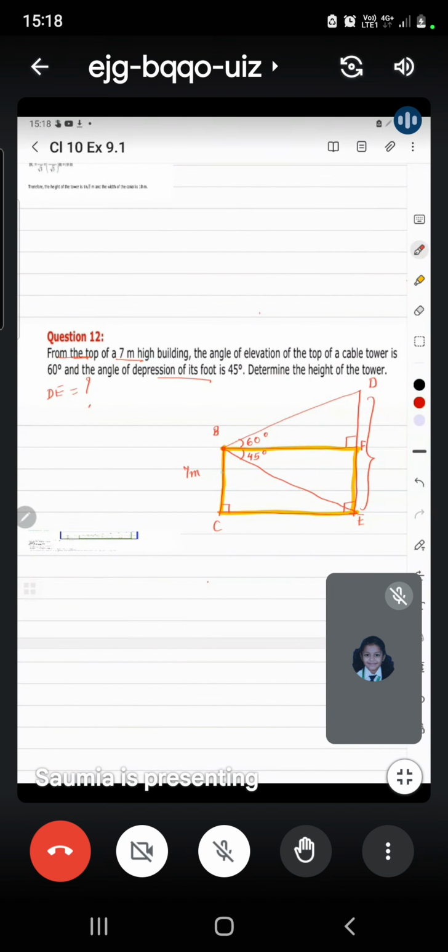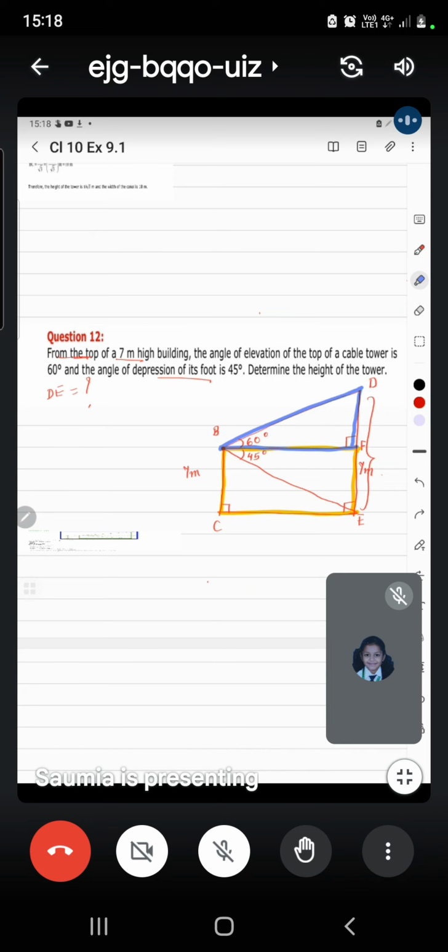Now, if I have a rectangle and BC is 7, what will EF be? EF will also be 7. Now, how will I find out my DE? How will I find out my DF? If I want to find out my DF, I know I'm going to use this right angle triangle. But in this right angle triangle, I only know the angle. I don't know any side. So I still can't make use of it. So what will I do to get one of the sides?